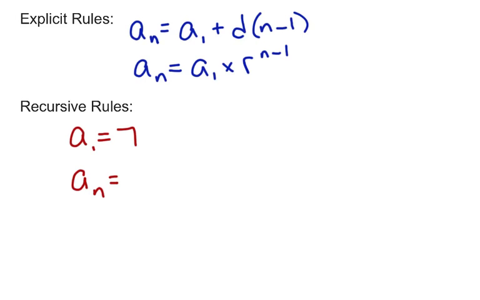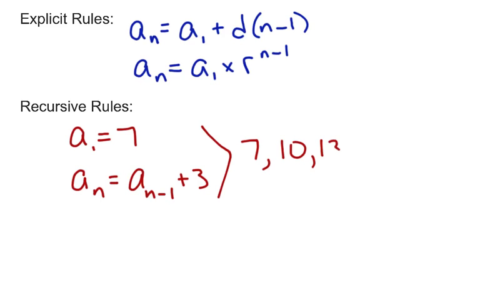So to find the nth term, we would take the n minus 1th term, the last term, and add 3 to it. Together that tells you we start at 7, and then my next term is going to be 7 plus 3, or 10. And the next term after that is 10 plus 3, or 13, and so on. So this is just another way to write our sequence as far as the formula goes.